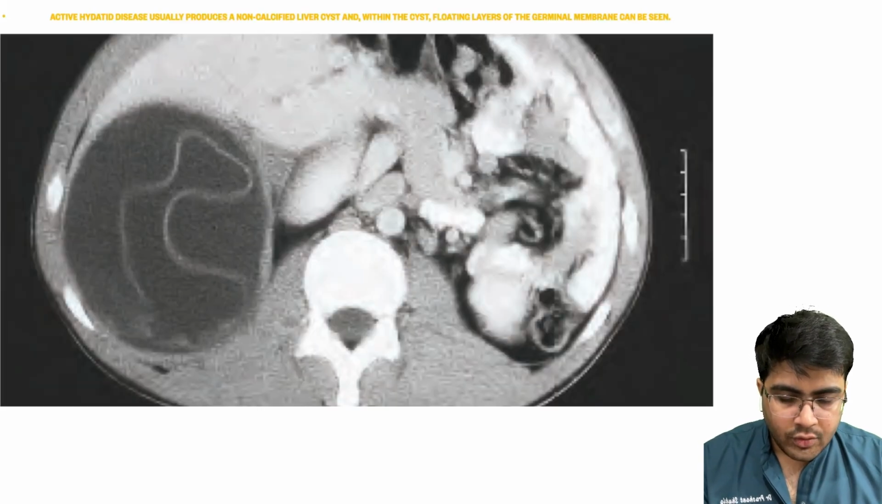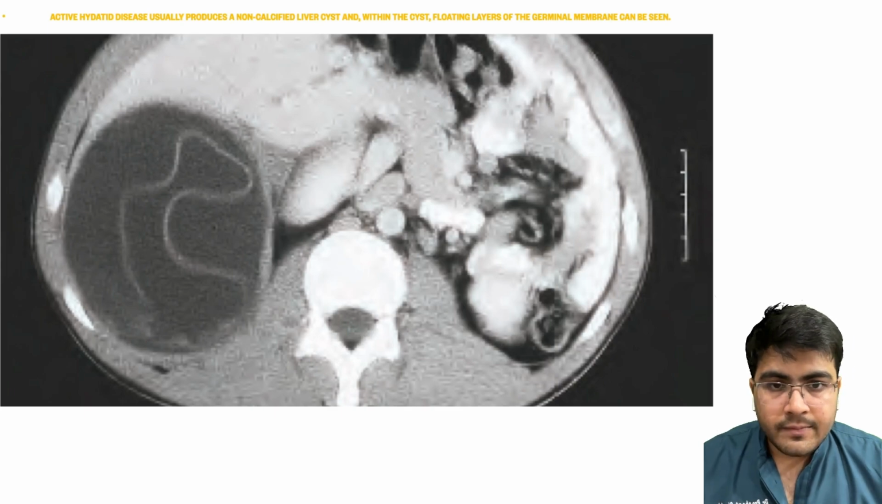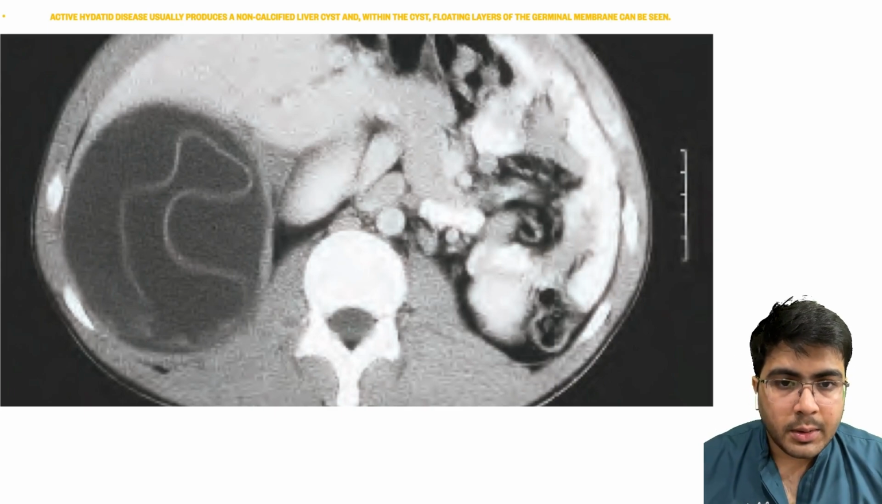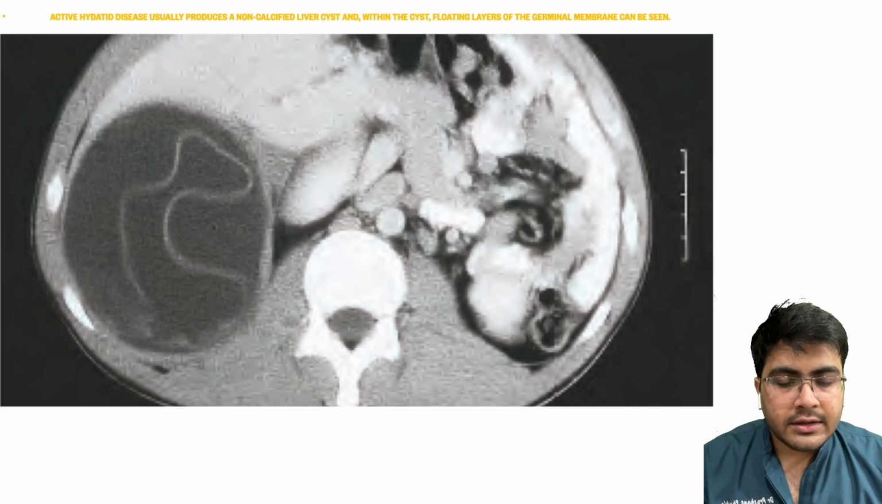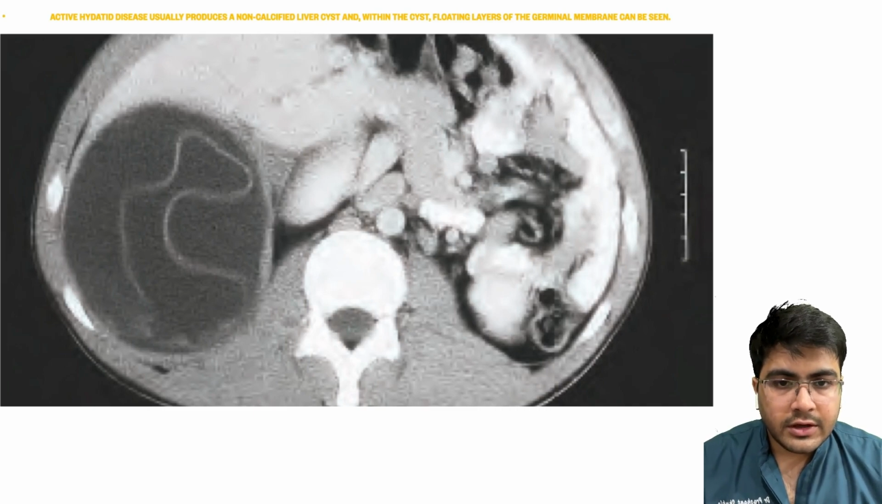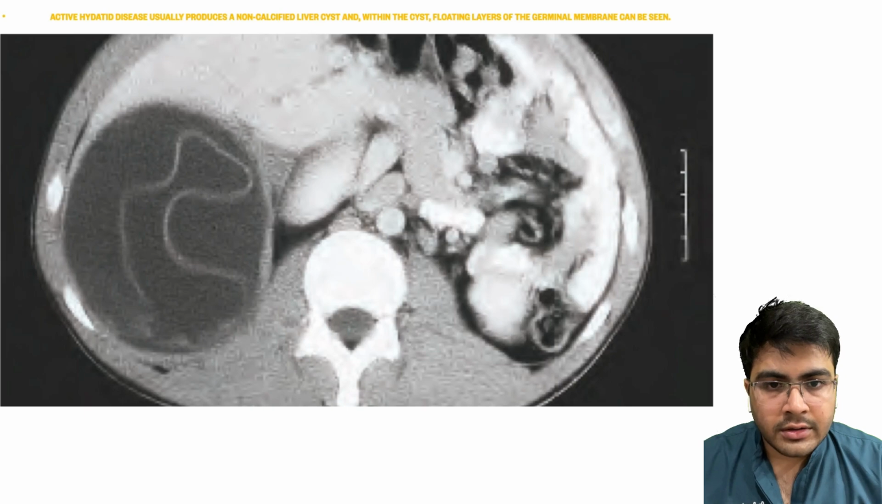Now you can again see an active hydatid disease usually producing a non-calcified liver cyst, and cyst within the cyst, floating layers of germinal membrane can be seen. Okay, so this is classical of hydatid disease. So there are three infective pathologies related to liver: the two types of liver abscesses, that is the pyogenic and the amoebic, and the hydatid disease. So you need to be able to differentiate all these three entities on CT scan.